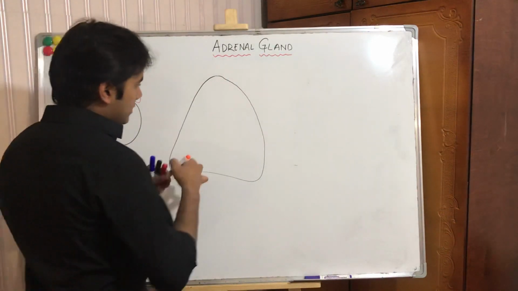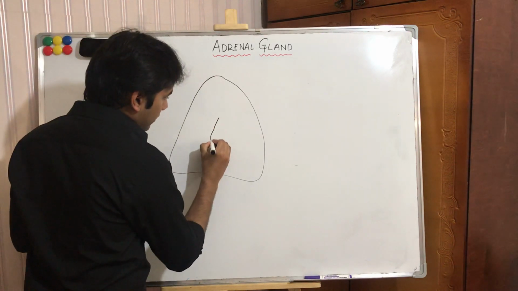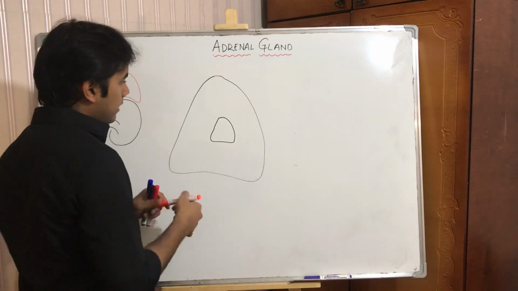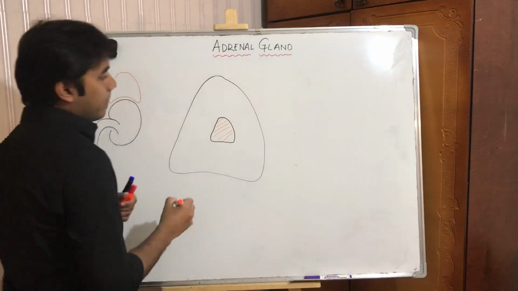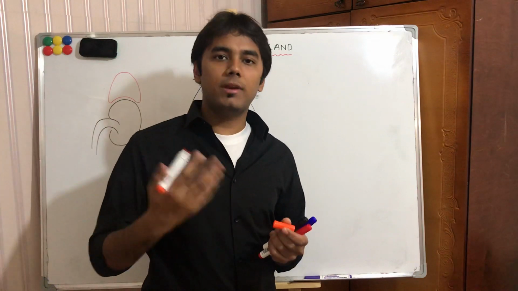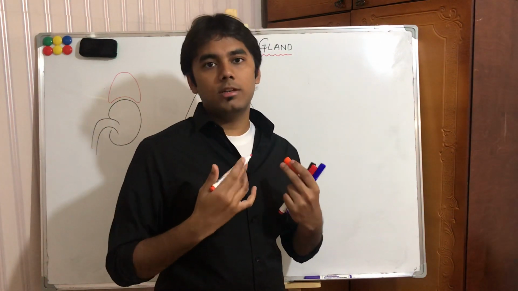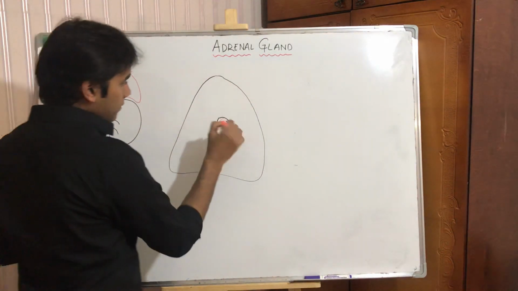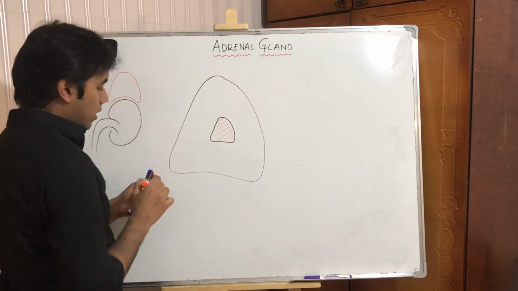So look here, this center part which I am drawing now, this one is called the adrenal medulla. The function of the adrenal medulla is synthesis of catecholamines, I mean the epinephrine and norepinephrine hormones, which are responsible for the sympathetic drive, that is the fight or flight response, right? So anyways, this is the adrenal medulla. Outer than this, all of this is the adrenal cortex.